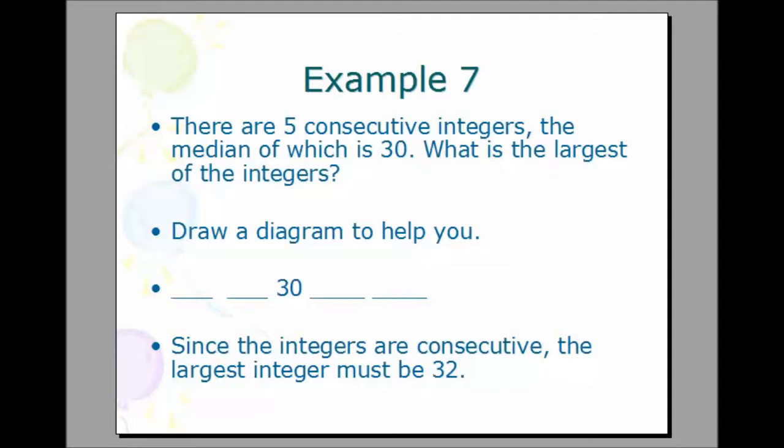Because they're consecutive integers, we just have to count up from 30. The blank to the right of 30 will be 31. The blank to the right of that will be 32. Therefore, the largest consecutive integer is 32.